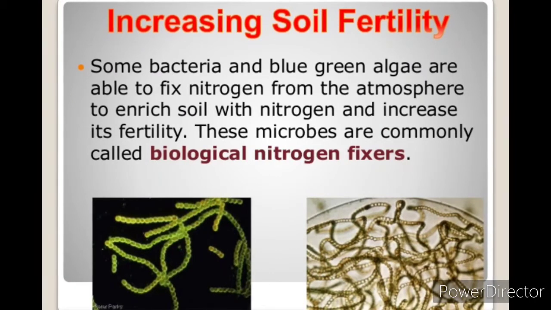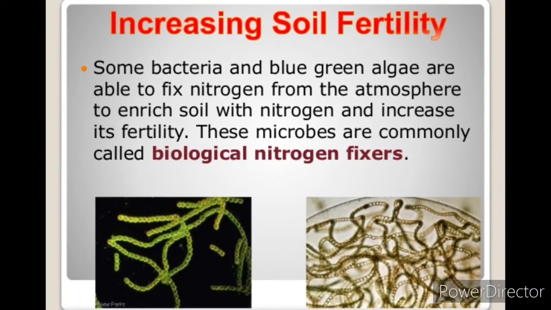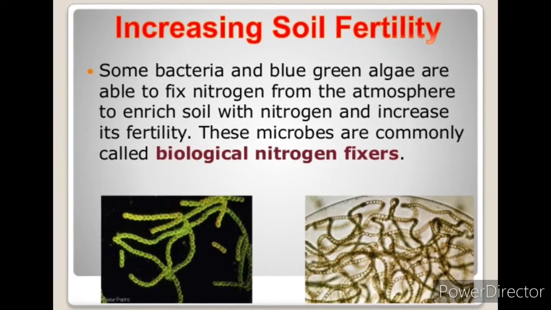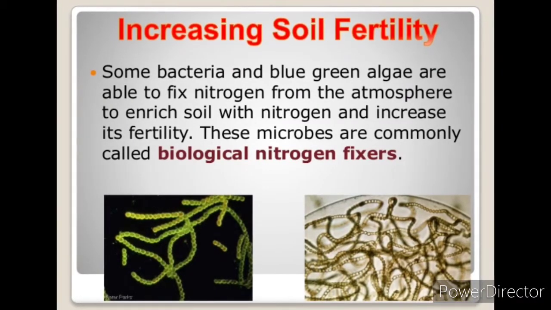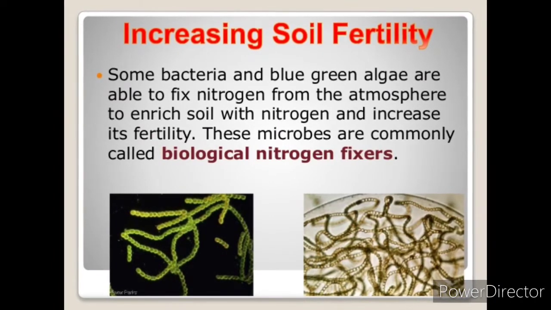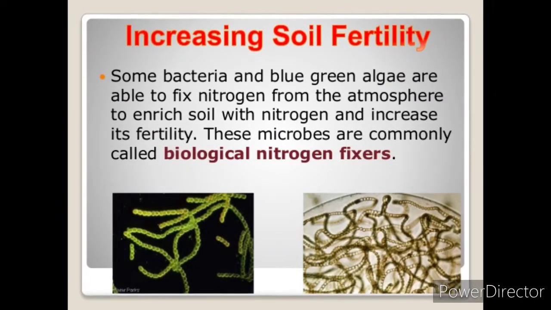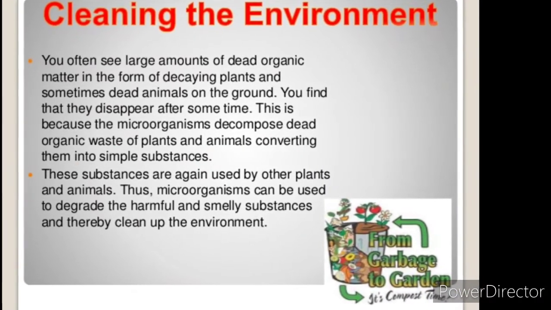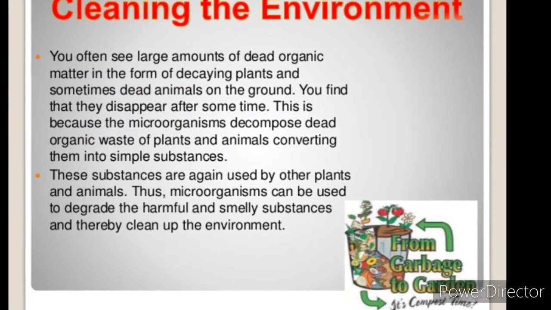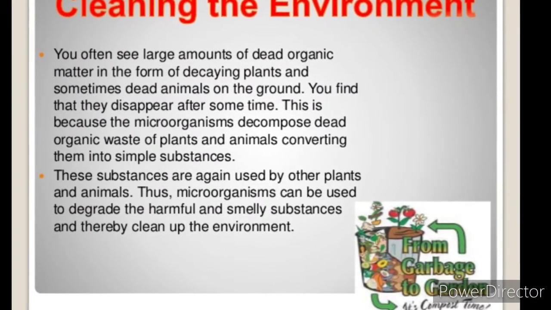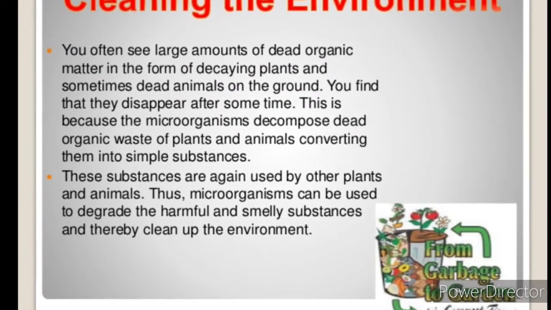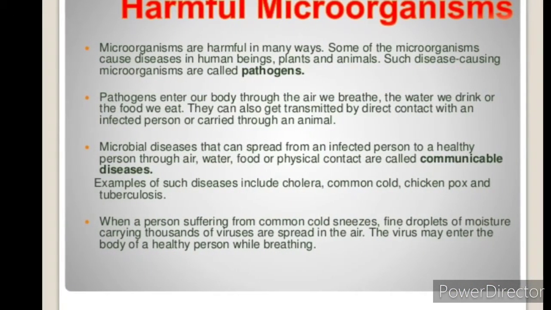Increasing soil fertility: some bacteria and blue-green algae are able to fix nitrogen from the atmosphere to enrich the soil with nitrogen and increase its fertility. These microbes are commonly called biological nitrogen fixers. Cleaning the environment: all saprophytic microorganisms help the environment by decaying the dead parts of plants and animal bodies into small substances, and they break down the nitrogen substances and return them to the soil, which is known as nitrification.